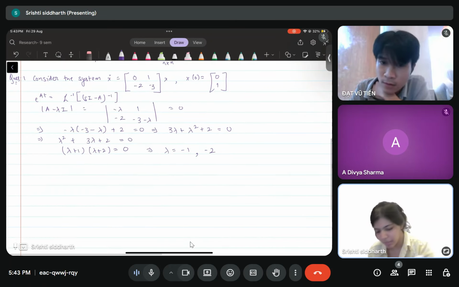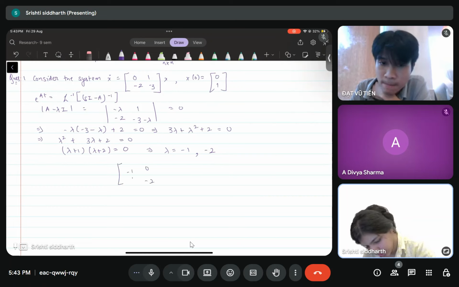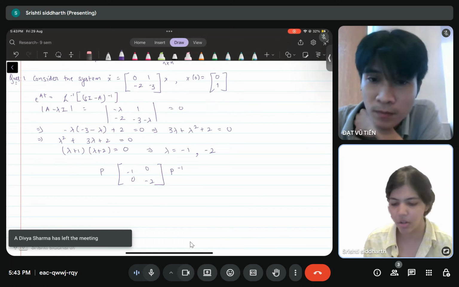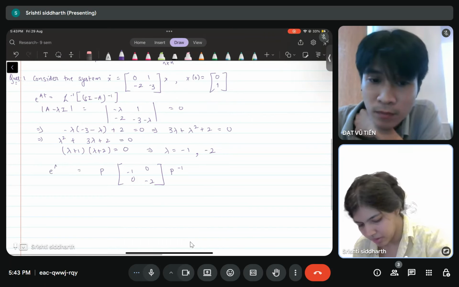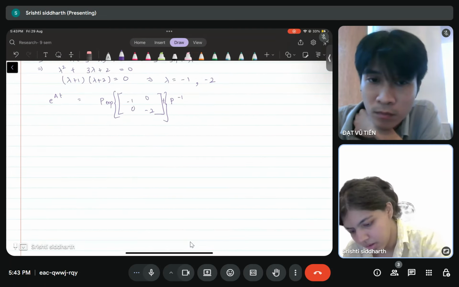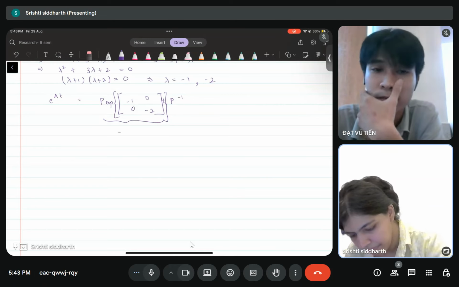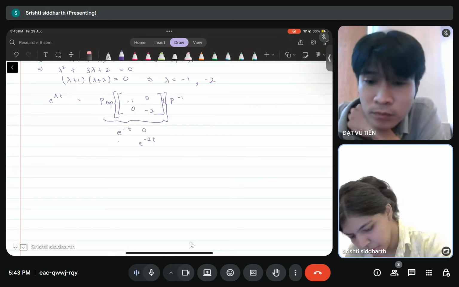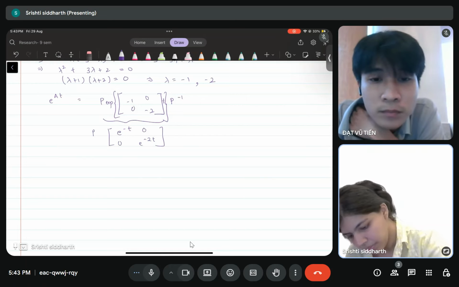So we already know what the diagonal matrix is going to look like. This is minus 1, minus 2, 0, 0. And now we want to pre-multiply by P, post-multiply by P inverse to get e to the power At. And this is also the exponential of this. So this is simply e to the power minus t, e to the power minus 2t, 0, 0, P inverse.